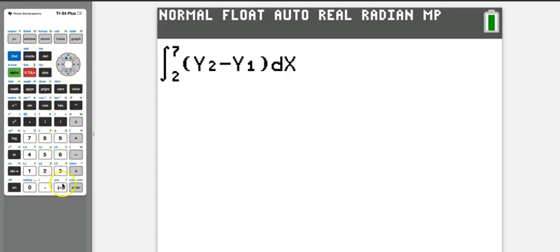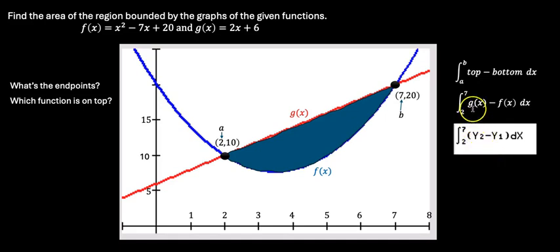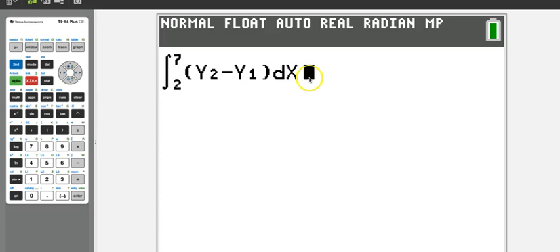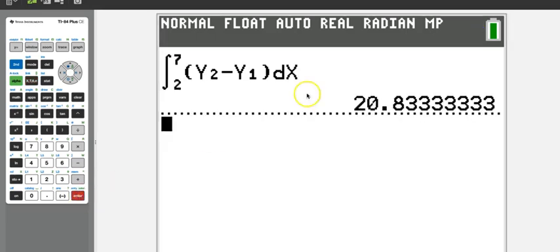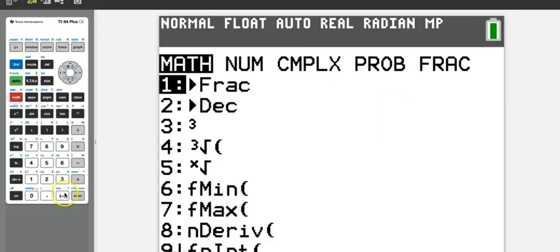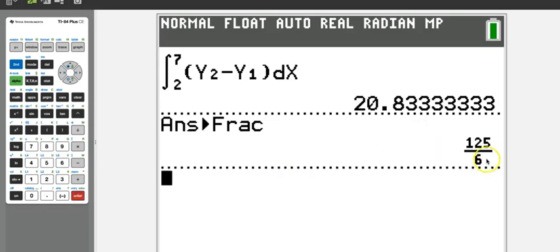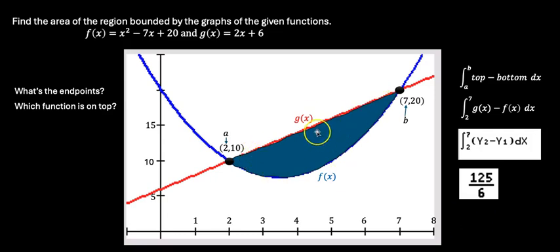dx. This is the correct integral because in the calculator we set up g of x to be y2 and f of x to be y1. Make sure you keep track of that. Now we click enter and we get the answer. Oftentimes we want this to be in fraction form, so let's convert this to a fraction. And we get 125 over 6. That's the area of the shaded region. So we saw how to find the area of a region bounded between the graphs of two functions using the graphing calculator.